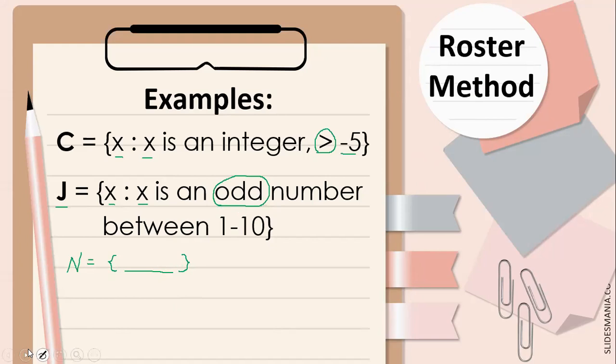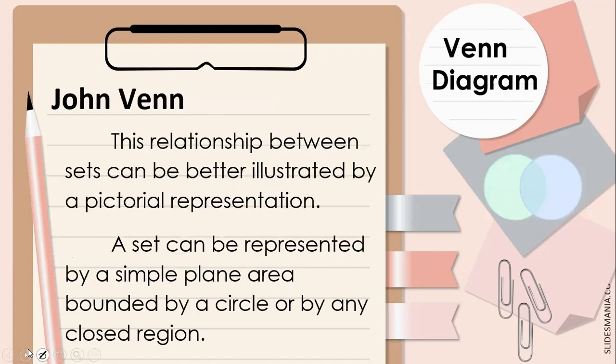O sige. Ano ang pinagkaiba ng listing method at roster method? Raf? Yung roster method po, nagdi-describe, yung listing method ng list po. Very good. Okay, so now let's proceed.